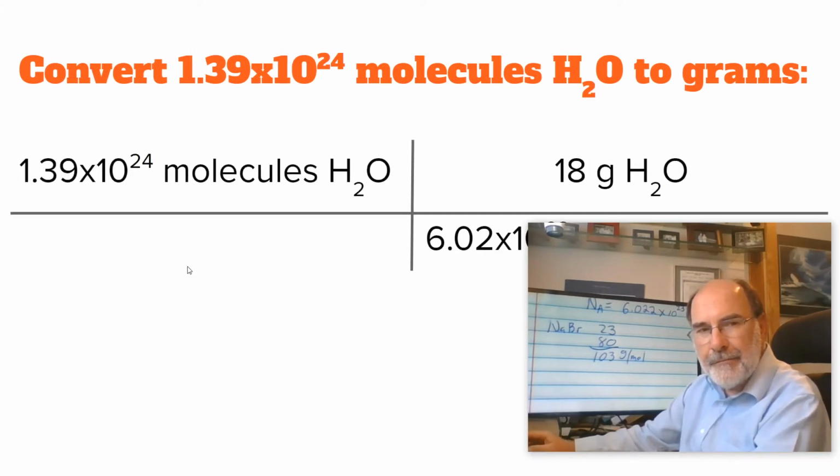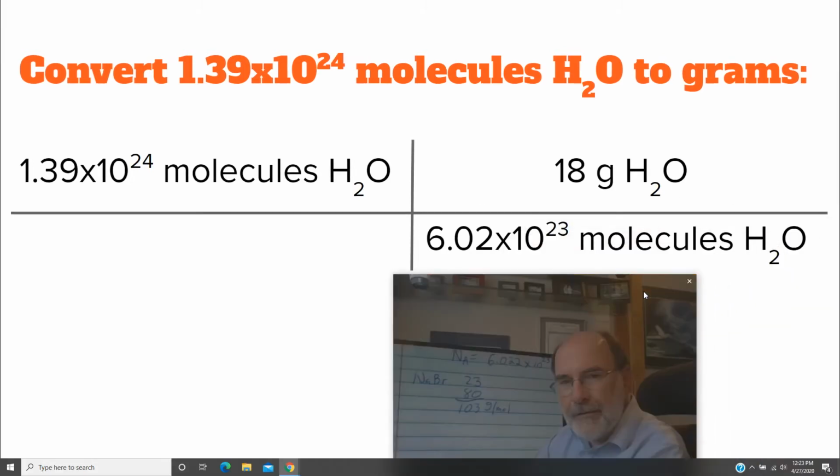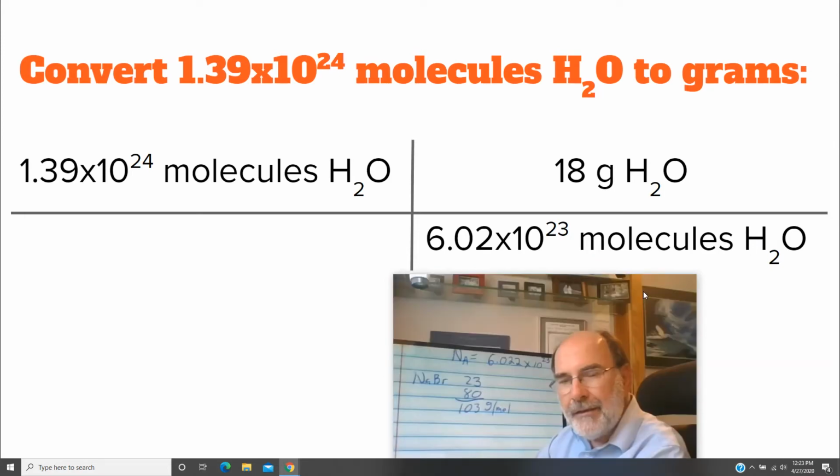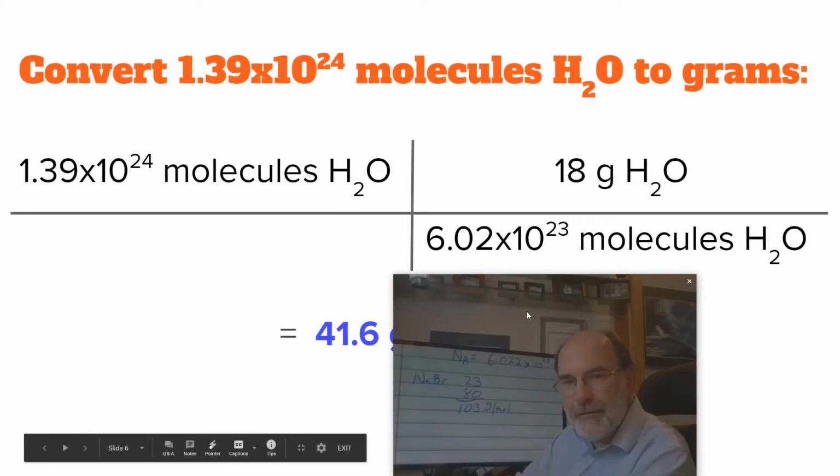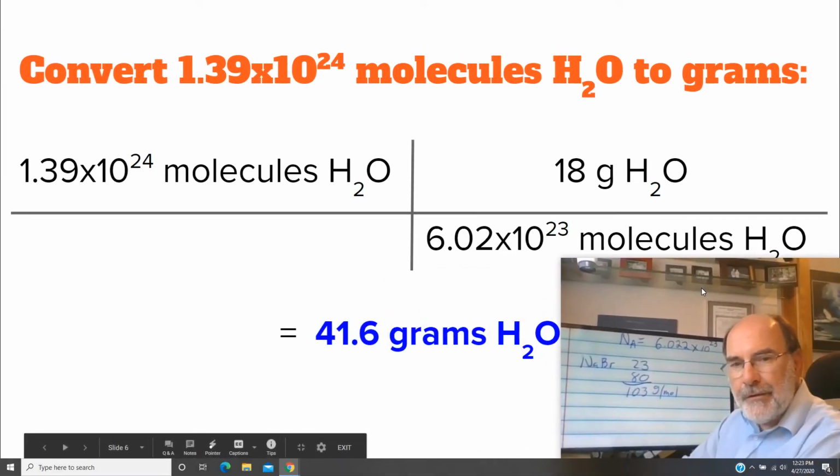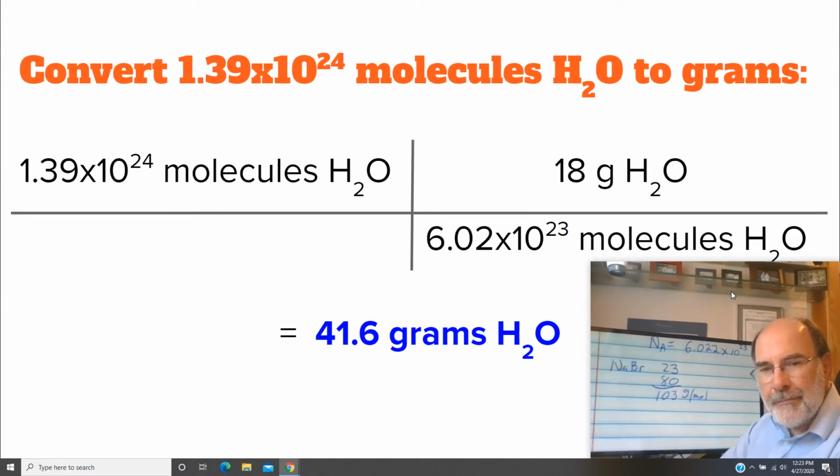And here's what they filled in. The given went in the denominator of the first column. Then, instead of writing how many moles that is, and then how many grams there are per mole, they combined that both into the second column and said, divide that by Avogadro's number, and the result is how many moles you have. Multiply that by the number of grams of water per mole of water, and you'll end up with the total number of grams. And the result is a bit over 40 grams, 41.6 grams of water, starting with 1.39 times 10 to the 24th power molecules of water.